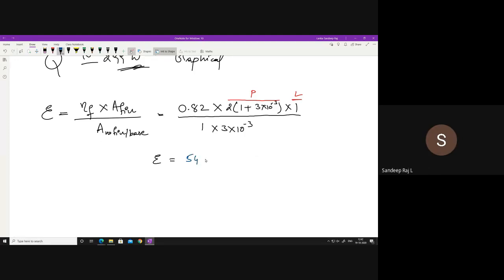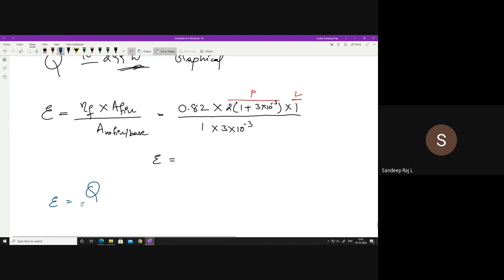Tell me what is the value you are getting. 548.3. I don't think this is right. Effectiveness, let us calculate by the Q formula. 54.83. Yeah? Okay, whatever value we get, let's keep this particular discussion aside.